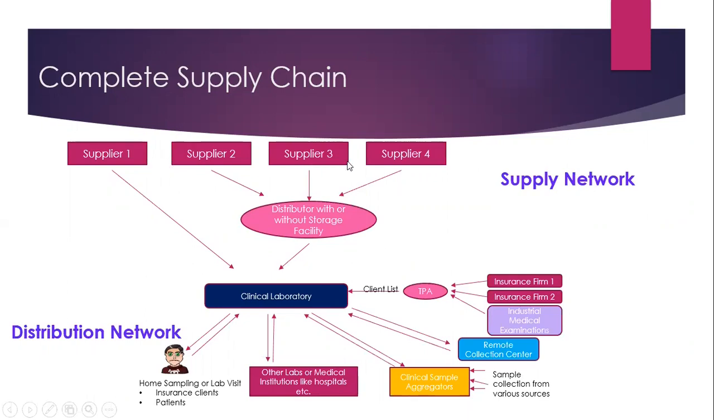There are many suppliers who supply reagents, equipments, and other consumables to a clinical laboratory, and this part is known as the supply network. A clinical laboratory gives services to patients, other labs, medical institutions. Clinical sample aggregators and remote collection centers may be associated with the clinical lab, and insurance firms or institutions for medical examination of their employees. This part is known as the distribution network of a clinical laboratory. So I'll talk about these two.